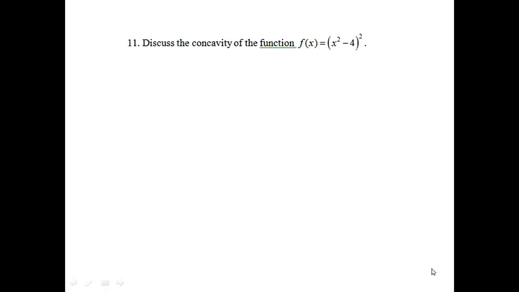Number 11, discuss the concavity of the function f of x equals (x squared minus 4) squared. To find the concavity, we need to get to the second derivative. To get to the first derivative, since this is parentheses, I'm going to call this u squared. So f prime will equal 2u times the derivative of the u, which will be 2x. And so my derivative will be 4x times u.